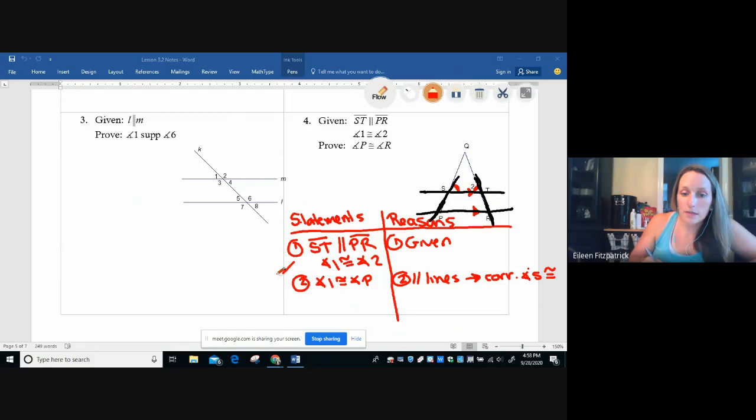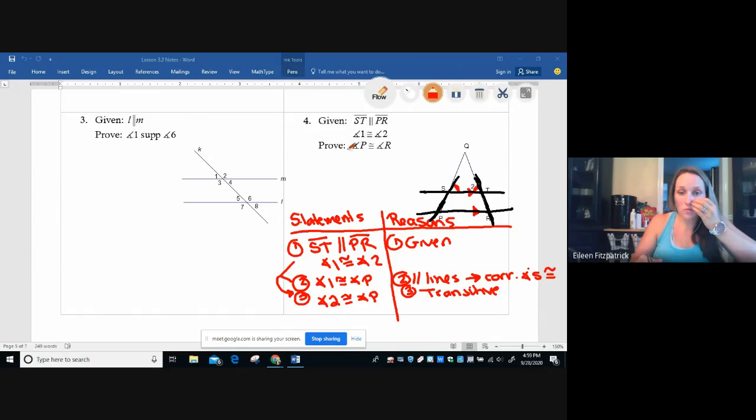All right. Now see if the pieces of the puzzle fit together to give you a new statement. If angle 1 is congruent to angle 2 and angle 1 is congruent to angle P, what do you know? You know that 2 is congruent to P. Angle 2 is congruent to angle P, and your justification is transitive. You could use substitution here as well.